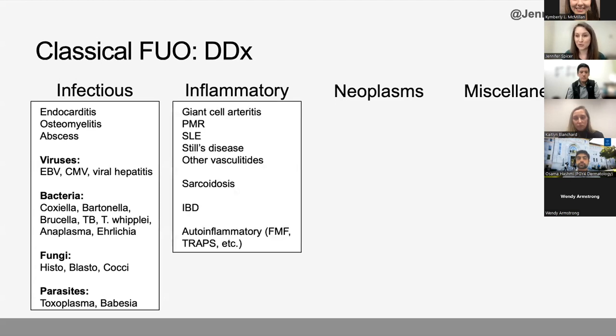When we think about inflammatory etiologies, there's a number of rheumatologic diagnoses, but giant cell arteritis and polymyalgia rheumatica are two really common ones, along with lupus and Still's. Sarcoidosis is always something to put on the differential and ends up being a diagnosis of exclusion. And then inflammatory bowel disease, particularly with Sweet syndrome, can be seen and can cause an FUO. There are many autoinflammatory disorders that are disorders of the innate immune system that cause cyclical fevers, but you would not expect those to cause the hepatosplenic lesions we've seen.